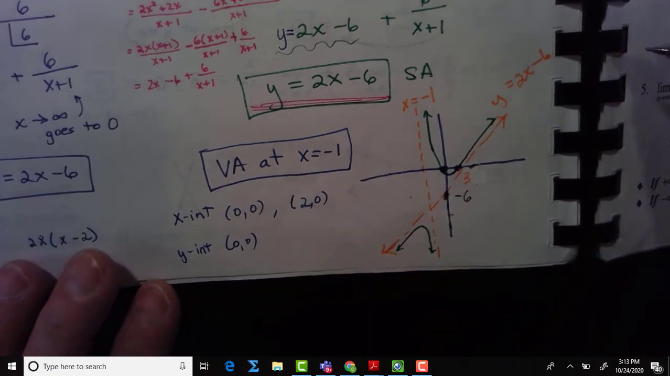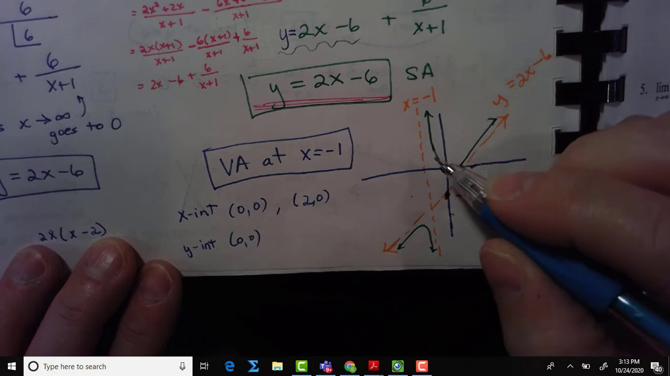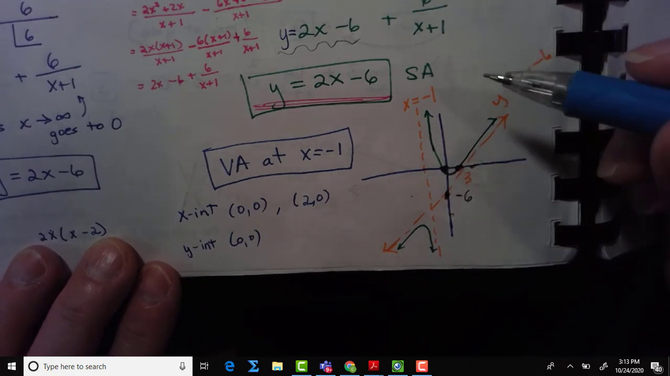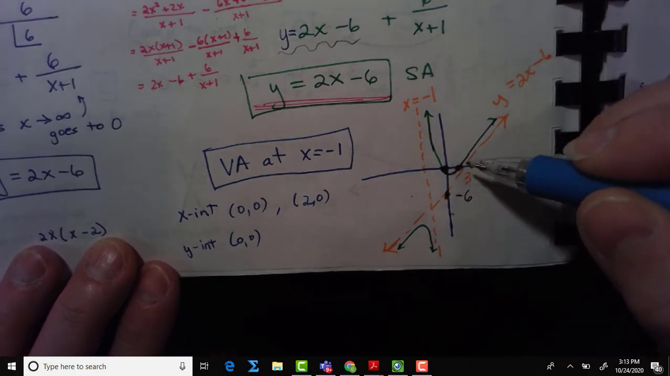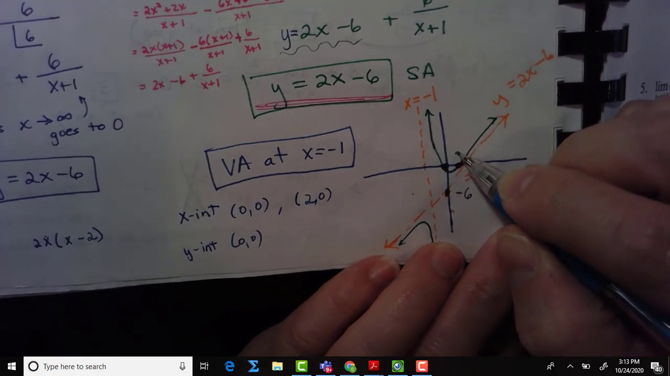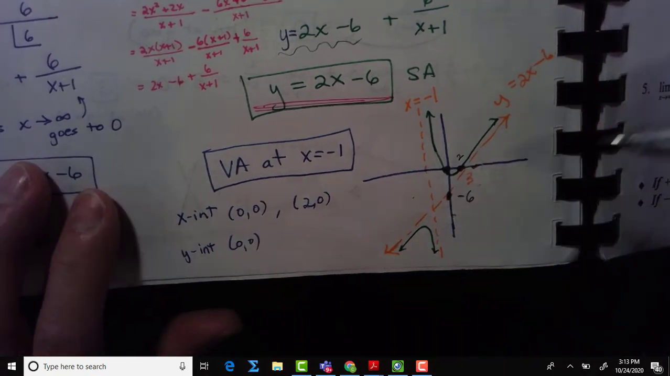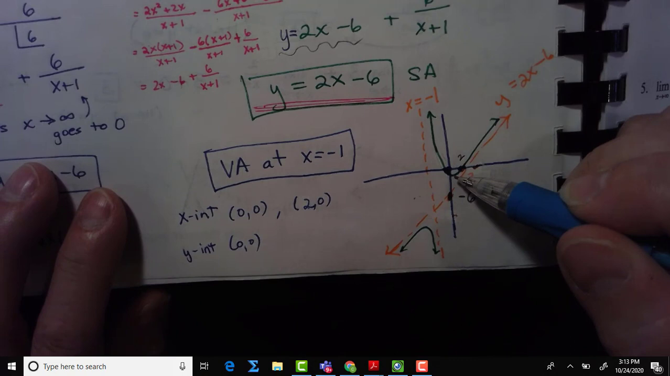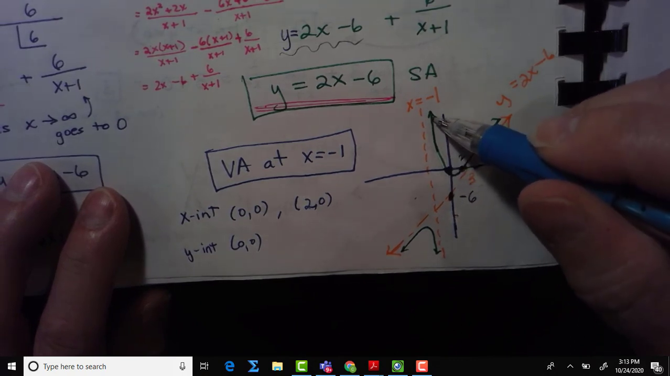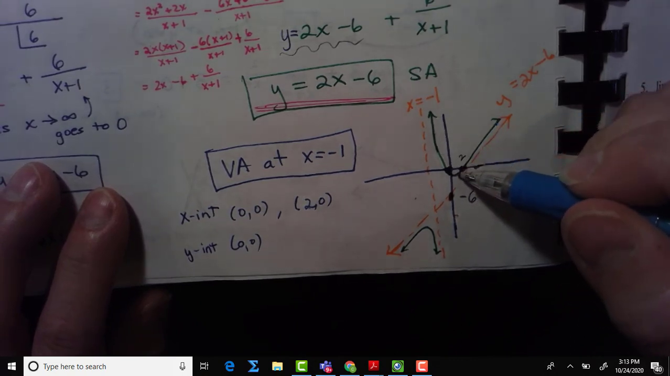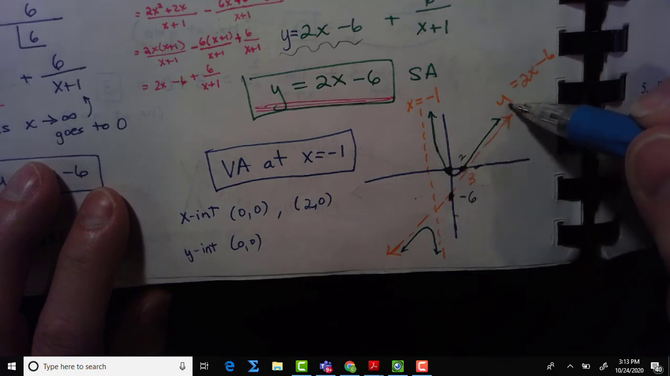What did I find out about my roots from above? My roots were at x equals 0 and x equals 2. Okay, I have a y-intercept at 0, 0. It didn't get drawn through it very well, but here's my graph.